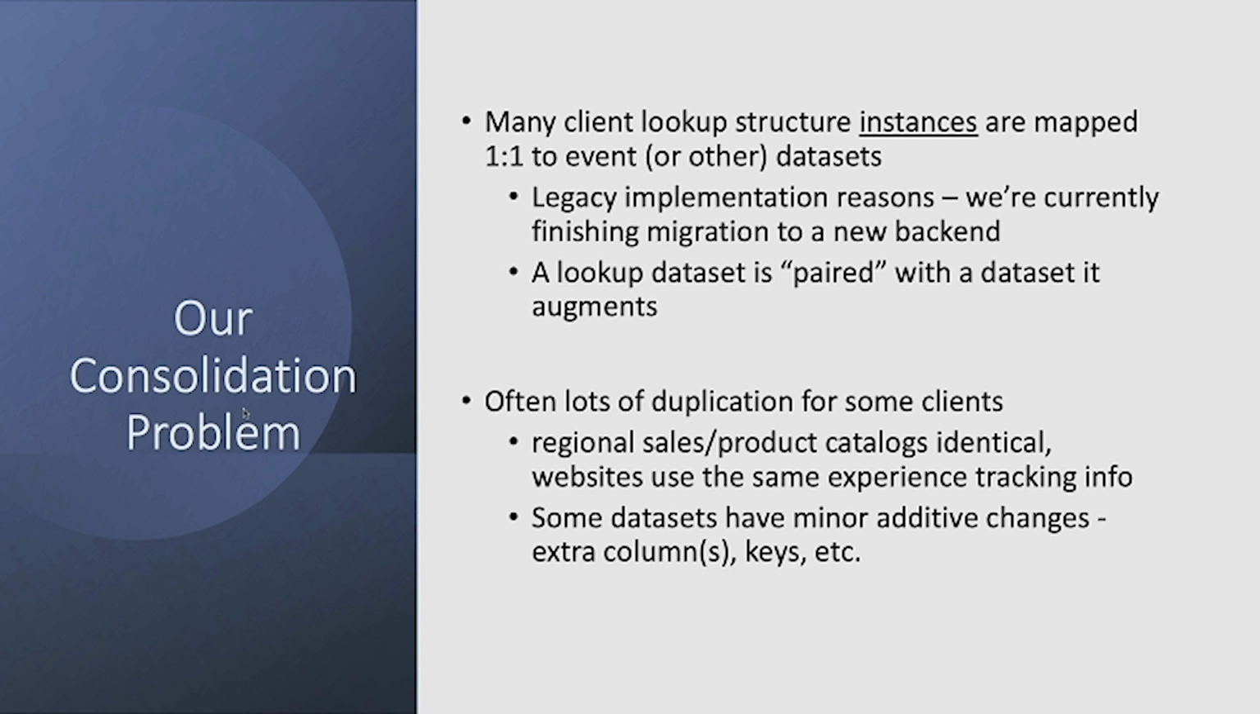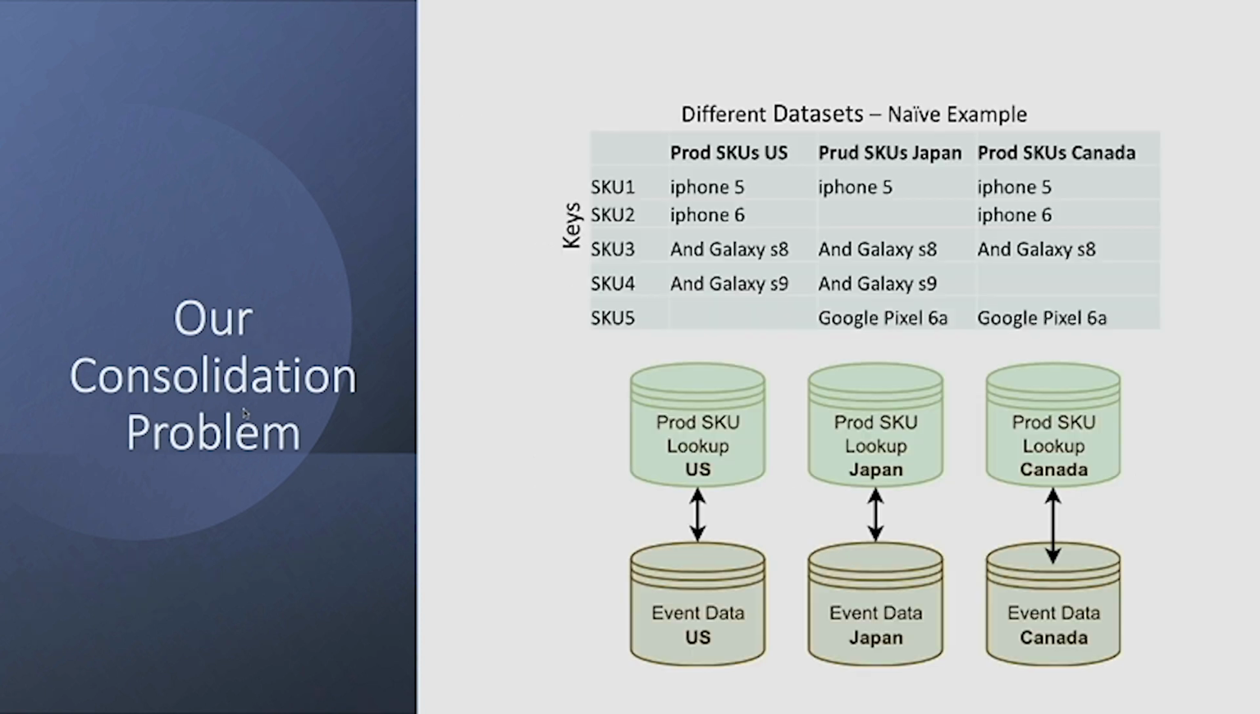So as I'm saying, I have some diagrams in the next slide, but a lookup data set is paired with the data set it augments. There's often lots of duplication in this approach. You can think of regional sales or product catalogs that are almost entirely or entirely identical for a client. Websites might use the same experience tracking information, and those would have multiple classification data sets. And some of those data sets would have minor additive changes or extra columns, things like that.